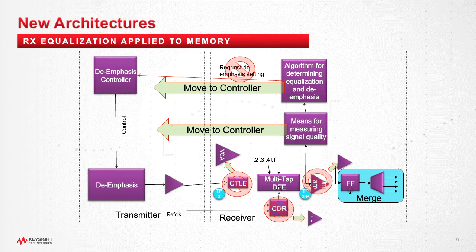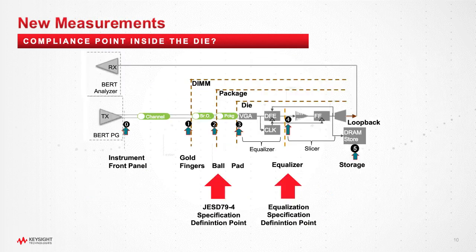So if you're going to apply this kind of a technique to memory, there's those economics that you have to consider. And there's things that traditionally you would think of as living in the receiver for all the high-speed serial interfaces that now have to move out of the receiver and into the controller. Now there's another important factor when you get into this kind of equalization in the receiver: where do you actually write the spec?